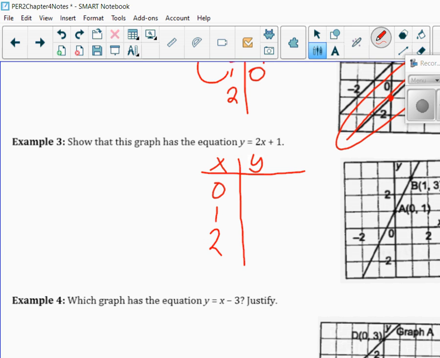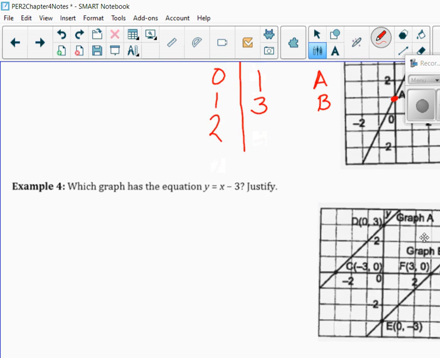So 0 goes in for x. 2 times 0 is 0. 0 plus 1 is 1. So 0, 1, that's actually my A point. If I plug 1 in for x, right there, 2 times 1 is 2 plus 1 is 3. 1, 3. Oh, that's my B. And so you can do one more if you want, or you can pretty much show that that is the case.